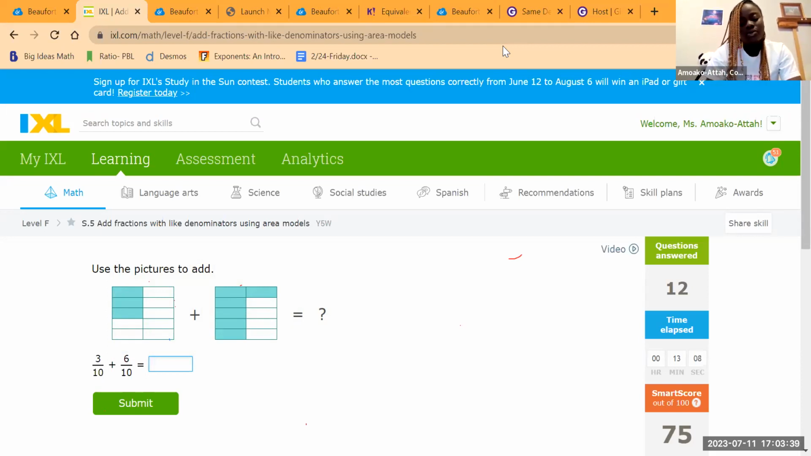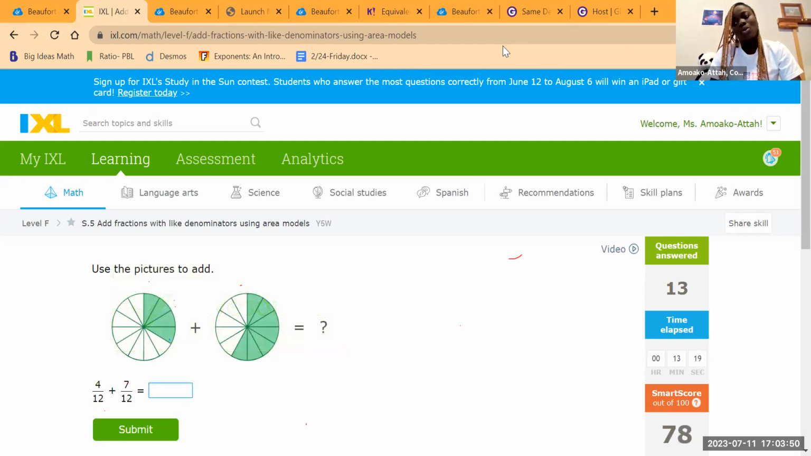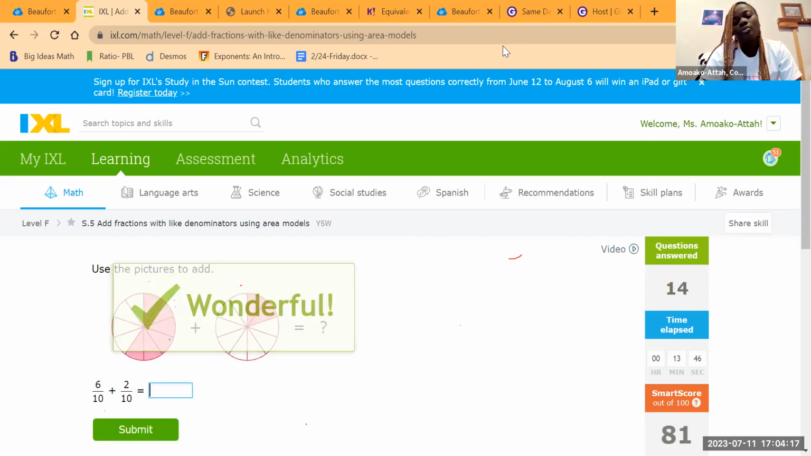Okay, so let's go. We have 3 here, 6 here, giving us 9 out of 10. I'm rushing through now because I believe you guys have gotten the concepts now. Just count the number of shaded portions in each model and add them together and divide by the number of divisions in just one of the models as a denominator, since it's a common denominator. So we have 4 plus 7 giving us 11 out of 12.